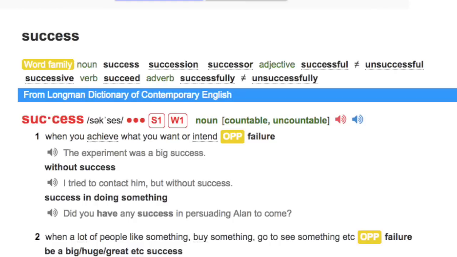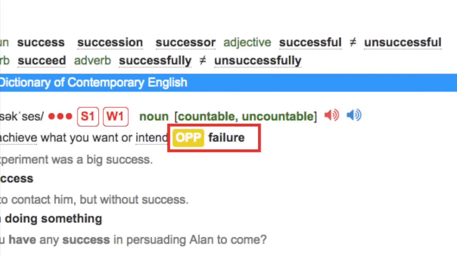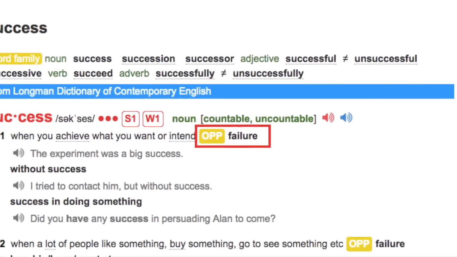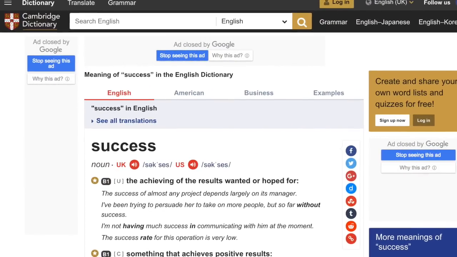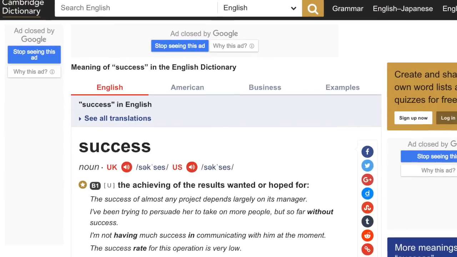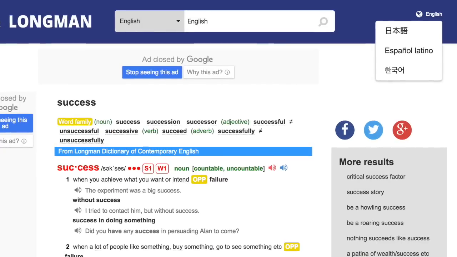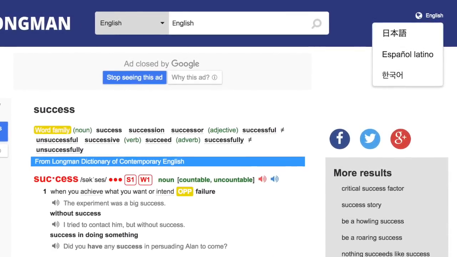Back to our original word, success. Next we have its monolingual definition. Success, when you achieve what you want or intend. Not the easiest of definitions, I admit. Nice touch here is that Longman gives you the opposite word, failure. At this point, if you still don't understand the meaning of the new word, my advice would be to reference another monolingual dictionary, Cambridge in particular. And if you still don't understand, then you can resort to a bilingual dictionary. Longman conveniently provides 3 bilingual dictionaries: English-Japanese, English-Korean, and English-Spanish.